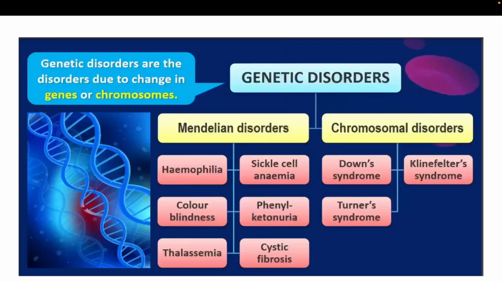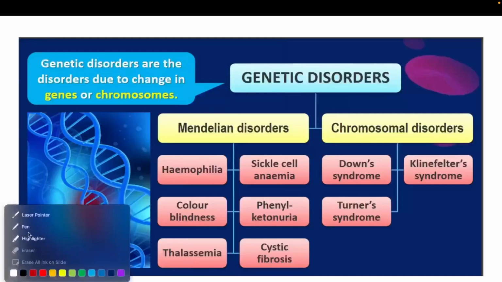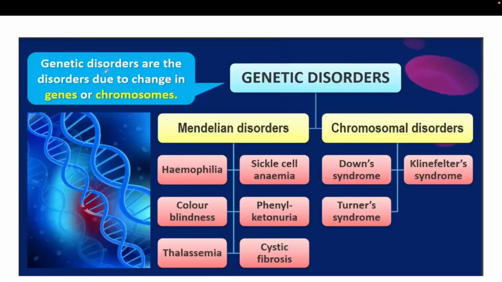Discuss the genetic disorders. Okay, so what is a genetic disorder? Genetic disorders are disorders which occur due to changes either in the genes or in the chromosomes. Okay, so that is called a genetic disorder.